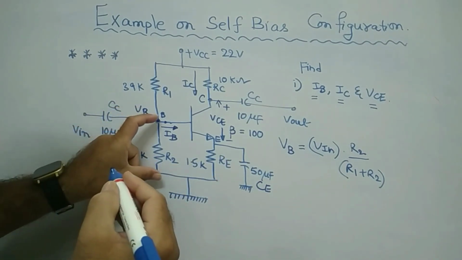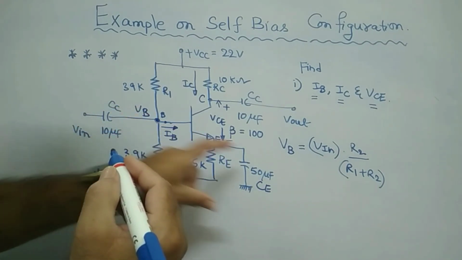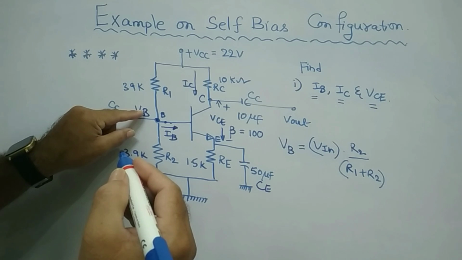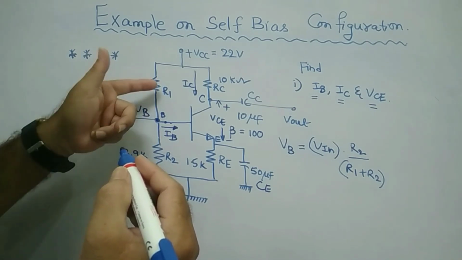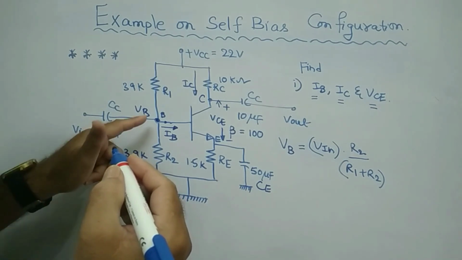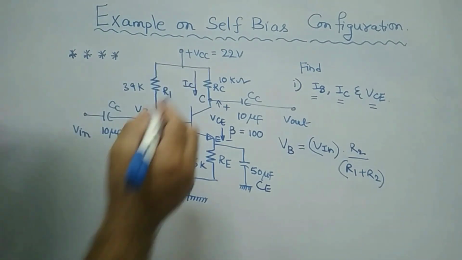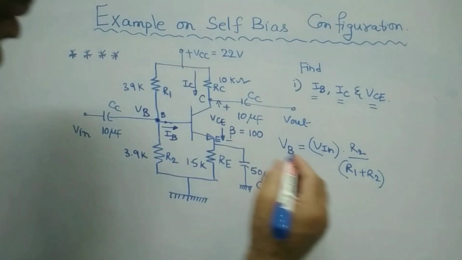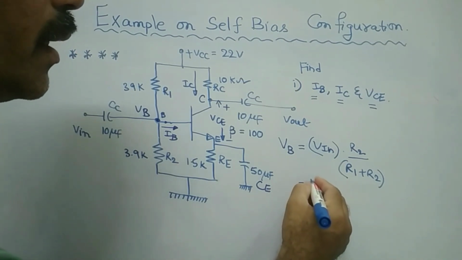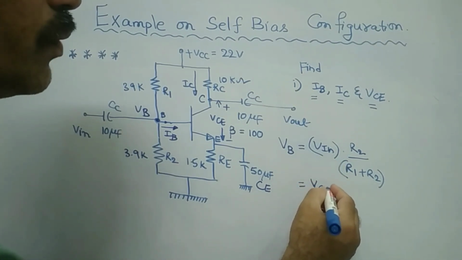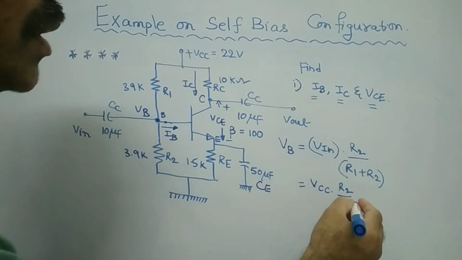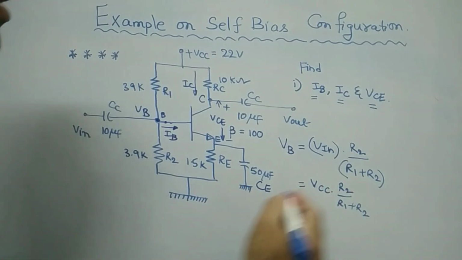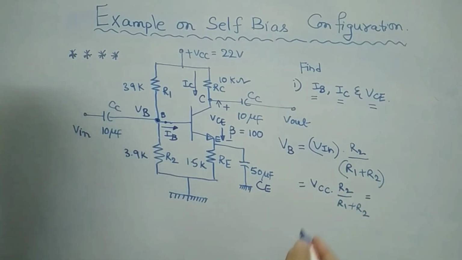So this is the resistor where I am finding the value of VB. This VB is nothing but the voltage across R2. Therefore, VB is equal to this resistance divided by the total resistance R1 and R2, times the input voltage. Your input voltage is nothing but plus VCC. So VB is VCC times R2 by R1 plus R2. Clear?